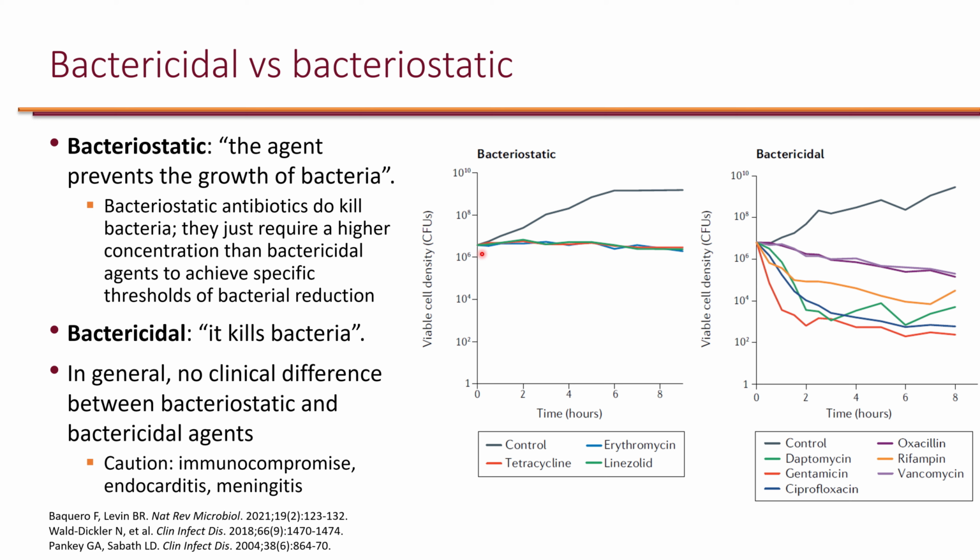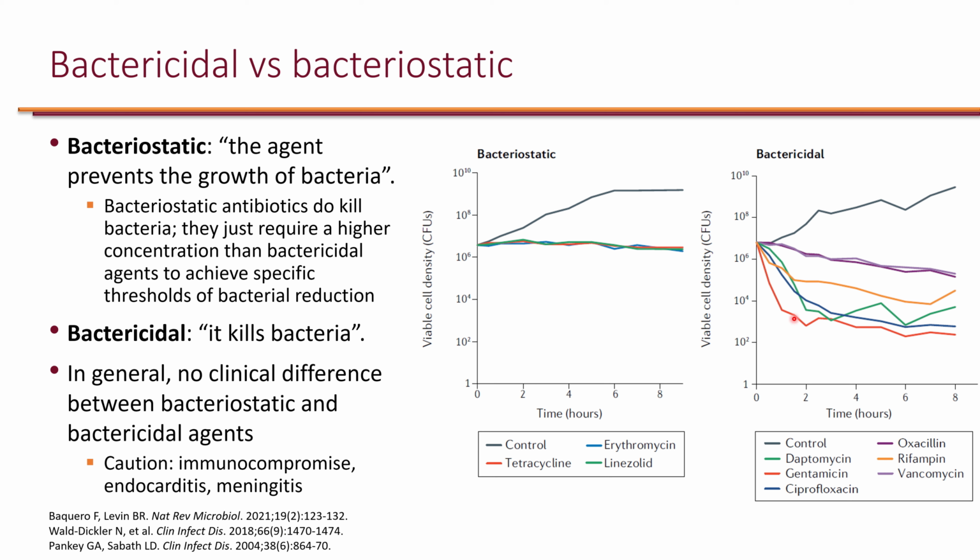And if you give antibiotics, it will essentially prevent the growth. So what bacteriostatic means, and some examples include tetracycline, erythromycin, and linezolid. If you give any of these bacteriostatic agents, it will essentially prevent the growth. Okay, so it's essentially preventing the growth.